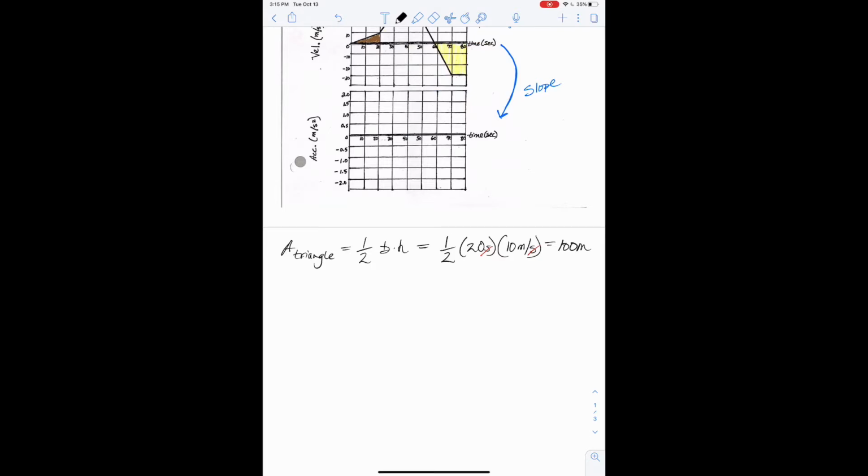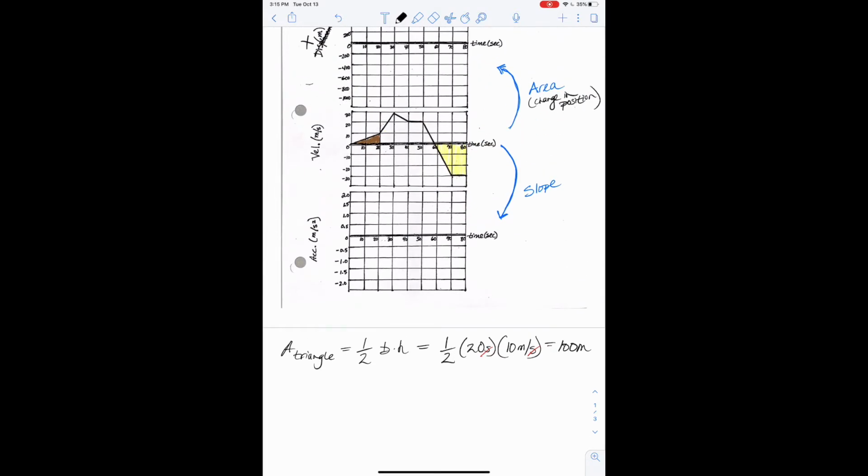All right, so what this means then is that the change in position between 0 and 20 seconds is 100 meters. So this is the delta x from 0 seconds to 20 seconds. Okay, so that's kind of what we're saying here.